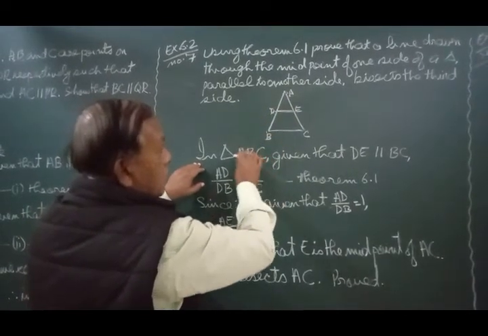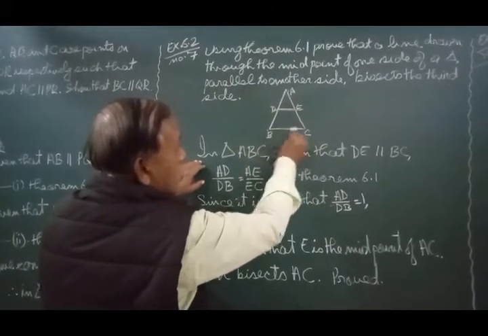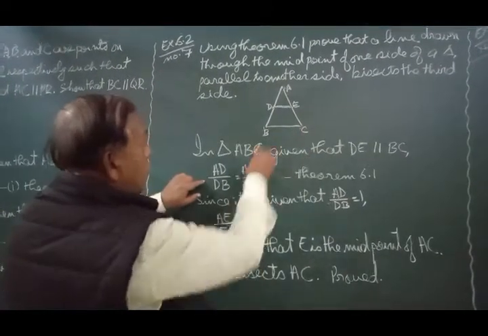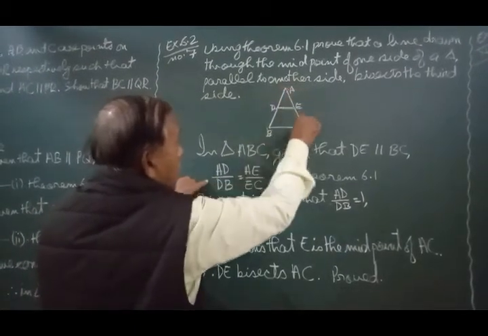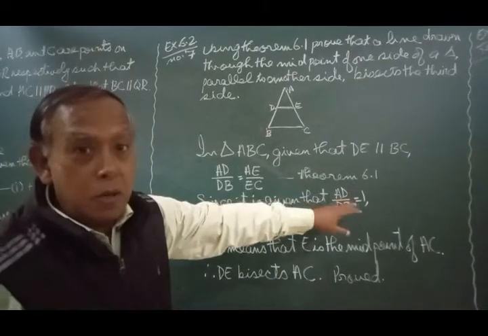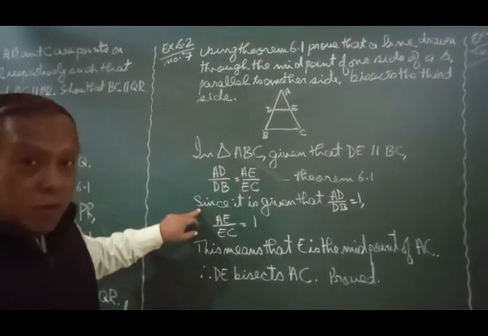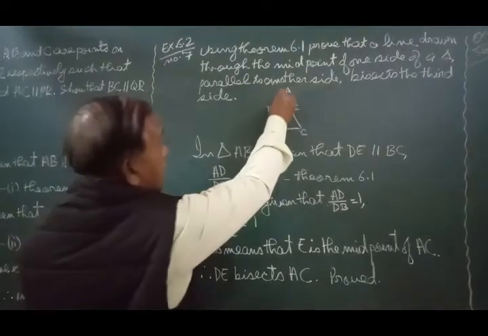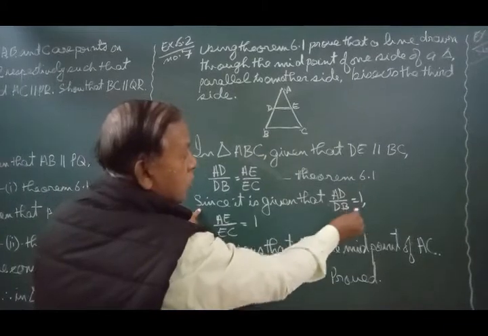Sorry, DE is drawn parallel to BC, and therefore AD upon AB is equal to AE upon EC according to theorem 6.1. Lines are parallel, sides are proportionate. But we are given that these two are equal. Therefore, AD upon DB is equal to 1.